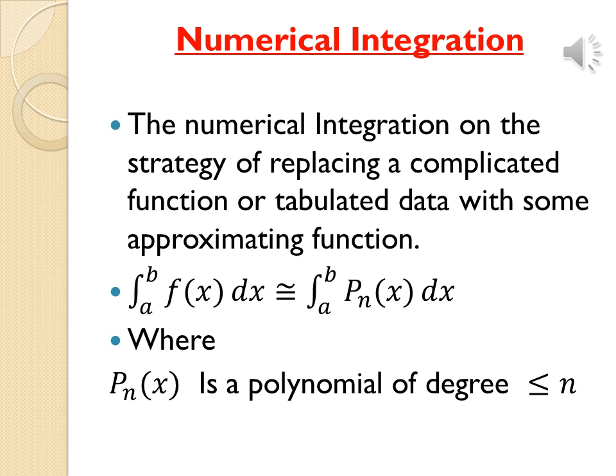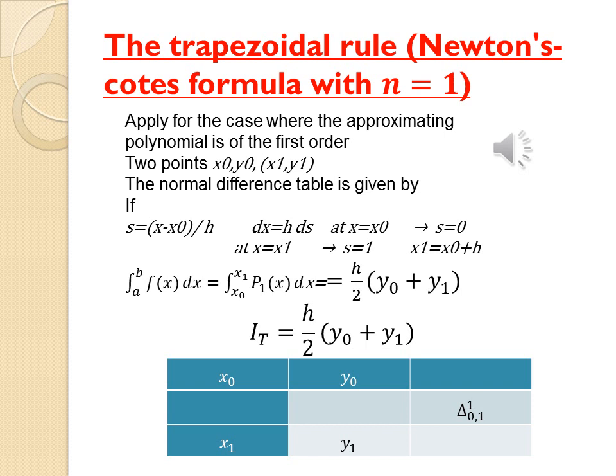We know integration from a to b f of x dx. We make approximate for the integration by a polynomial called Pn of x. So instead to integrate f of x, we integrate Pn of x. Pn is a polynomial of degree less than n. N is the number of points which we will be given. The first rule for numerical integration is called trapezoidal rule. For 2 points, we can calculate it first.